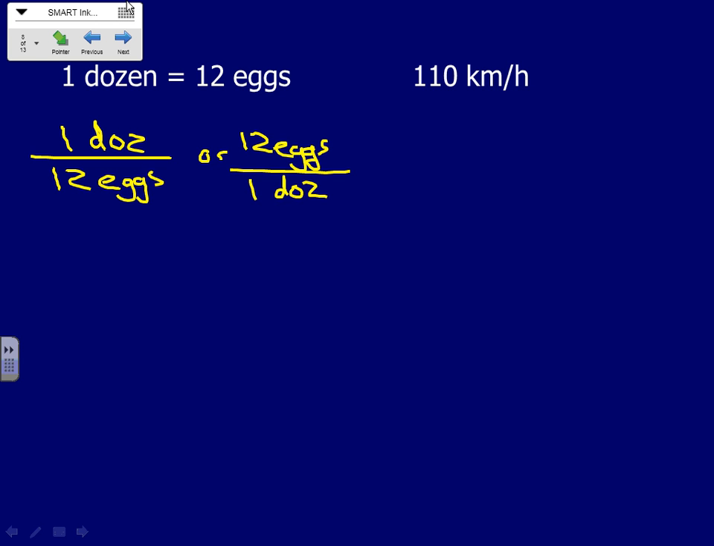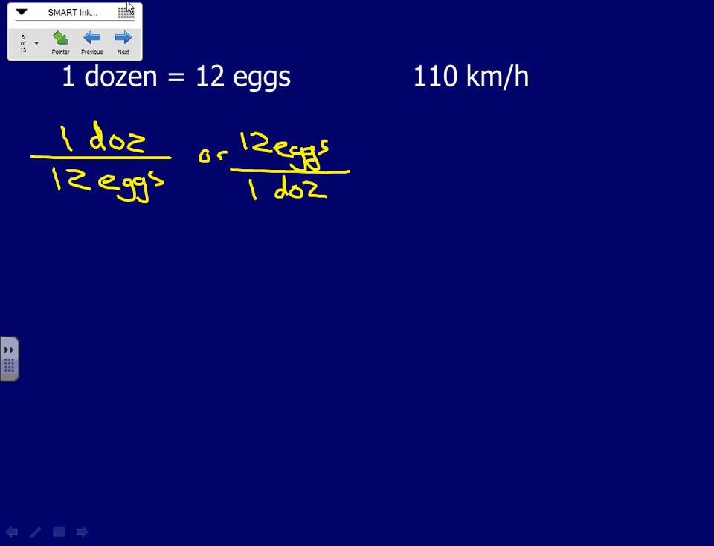Now, due to the fact that 1 dozen is equal to 12 eggs, this entire fraction is actually numerically equal to 1, because they're the same thing. A dozen is 12 eggs. And whenever you've got a fraction that has the same thing on the top and the bottom, that's actually equal to 1. So I can take that conversion factor and multiply it by a number and get a new unit out of it, but it doesn't change what it is inherently because I've really just multiplied it by 1. That doesn't do anything to it.